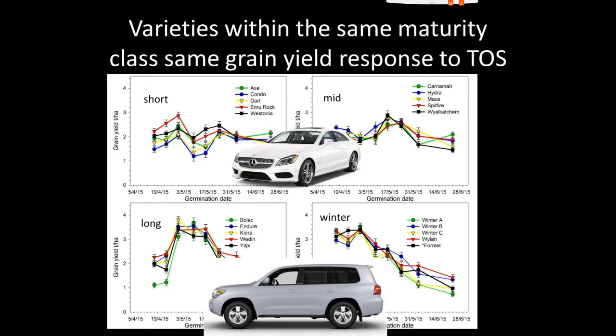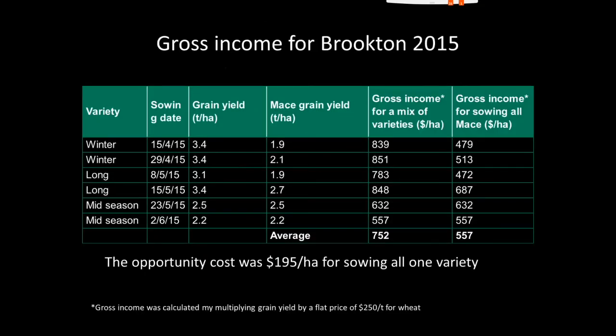And just to go back and drive that message home, these are some gross incomes for the Brookton site in 2015 of just opportunistically picking off the top of that curve. So, sowing your winters early, shifting into your longs, and then finishing up with your mid-season wheat. We averaged around $195 a hectare, compared to if we had just sown in May throughout that whole window.